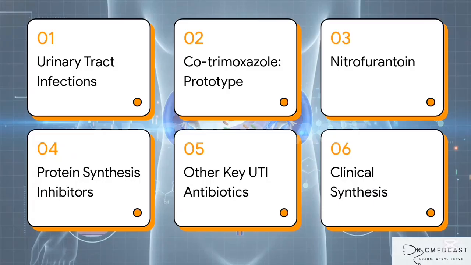Here's our game plan for today. We're going to keep it systematic. First, we'll lay the groundwork and define the clinical problem of UTIs. Then, we'll really get into the pharmacology of the key drug classes, starting with our prototype, cotrimoxazole. From there, we'll cover some other essential agents and then wrap it all up by pulling together the most high-yield info for your clinicals and your board exams.